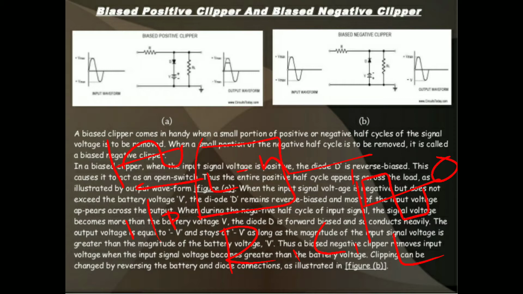Let us come to the operation of the negative biased clipper. First of all, we are considering the circuit diagram. For that we are applying a sinusoidal input. Let us consider the positive half cycle. During the positive half cycle the input is connected to the resistor, and from the resistor it goes to the diode. The diode is in reverse bias condition.